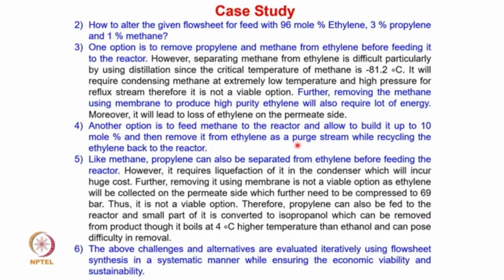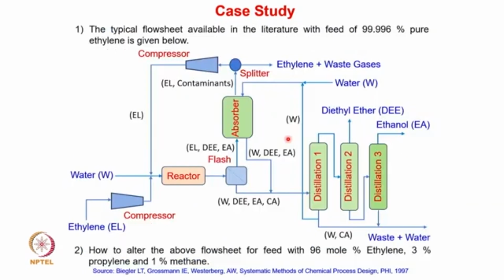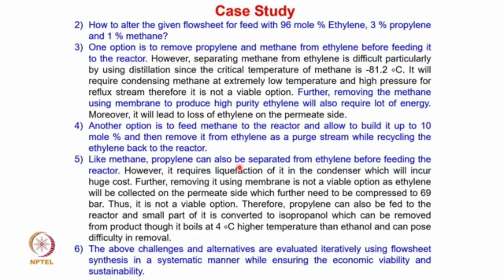And remember, the product coming out from the reactor is then sent to the flash unit. You can see that it is sent to the flash unit, where the ethylene, diethyl ether and ethanol are sent to the absorber, where diethyl ether and ethanol are separated by using the water. So here you can see that ethylene and methane will be there. Some amount of methane will be separated here in the purge unit, in the splitter unit. So that is option number 2.